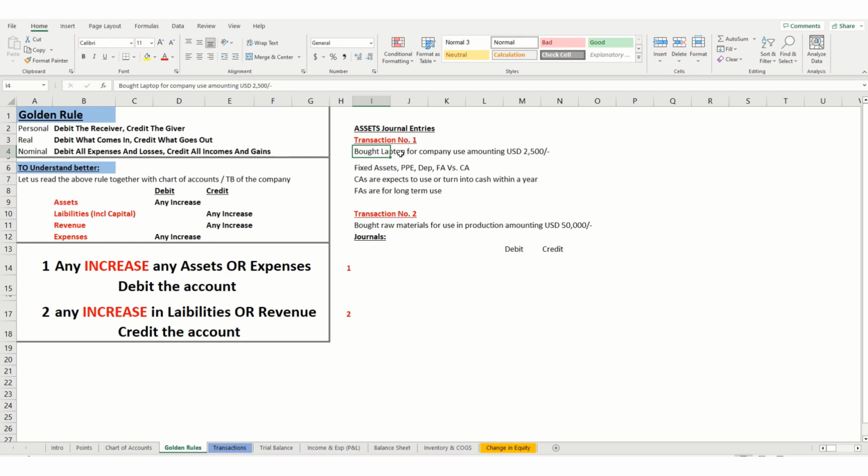So here, the laptop, you can create an account called laptops, or it is up to you. You name the account. Either it is laptop, or let us say office equipment, or generally computers, or IT equipment, whatever. That concerned account you are going to debit because there is an increase in laptop. So that is why you are going to debit that account.